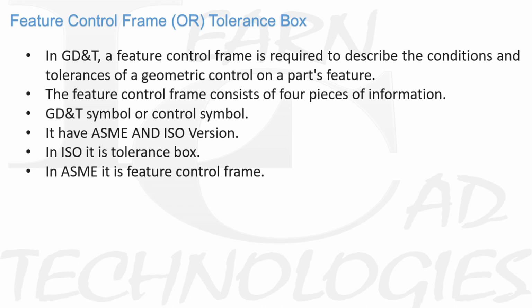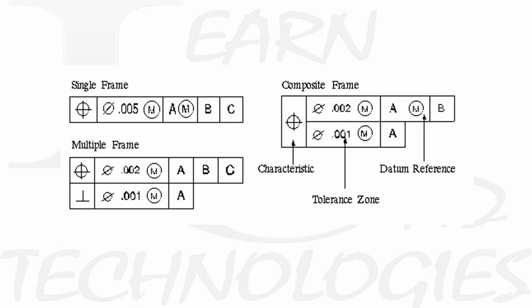The frame types are single frame, multi-frame, and composite frame. In a single frame, we can mention a single tolerancing value, like the geometric characteristic, for example position. If it is a circle, you can mention the diameter symbol and give the tolerance if needed. You can give the material condition also and give the datums. Based on the datum only, it chooses the place of the tolerancing.